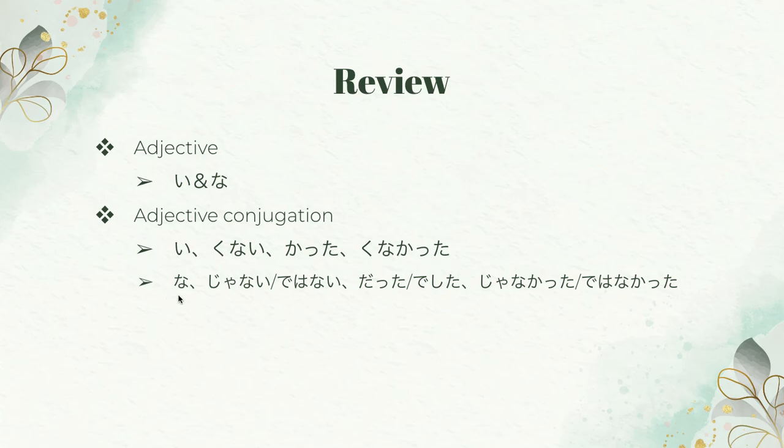And for na adjective conjugation, if it's present, you would add stem plus na. If it's present negative, it will be stem plus janai or dewanai. For past, it will be stem plus datta or stem plus deshita. And for the past negative, it will be stem plus ja nakatta or stem plus dewa nakatta.